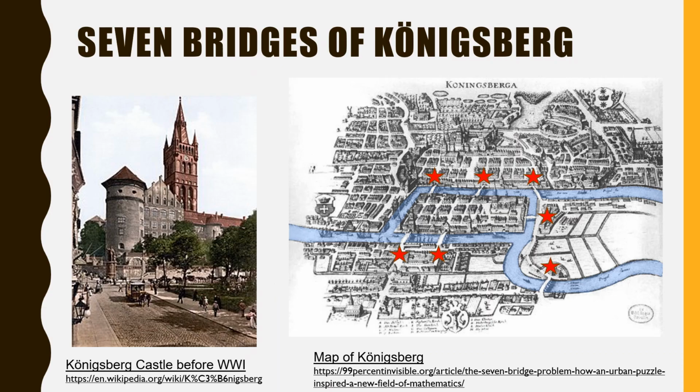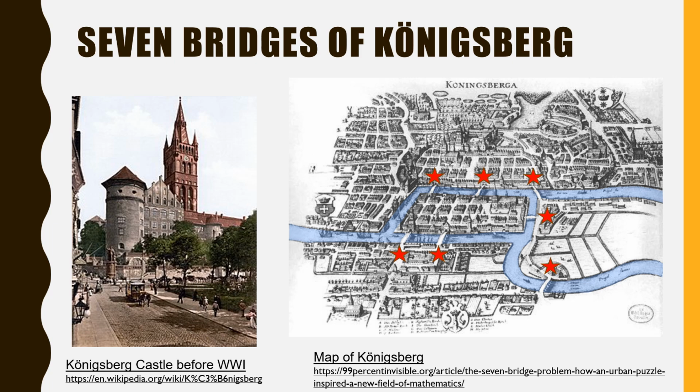The city of Königsberg in Prussia, now known as Kaliningrad in modern-day Russia, was once divided into 4 land masses by the Pregel River. These land masses were connected by 7 bridges, which are marked by the red stars on the map to the right. Naturally, the locals became curious. Is it possible to take a walk through the city, crossing each of the 7 bridges exactly once?